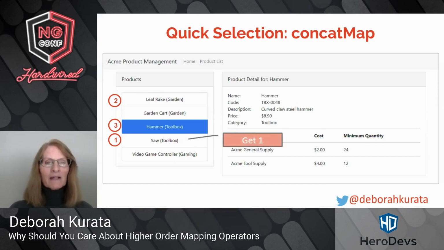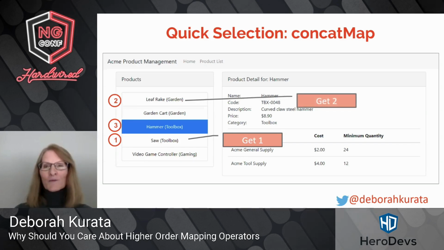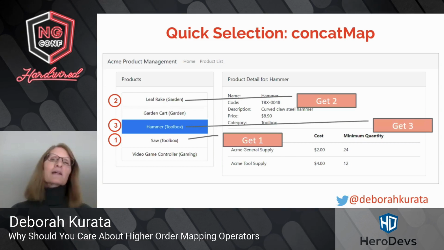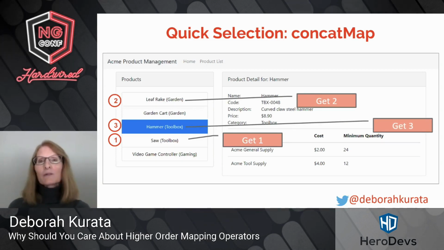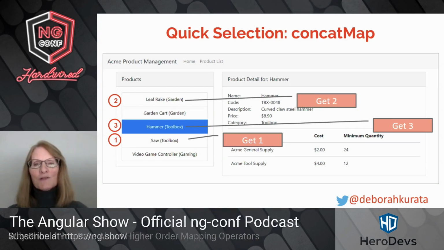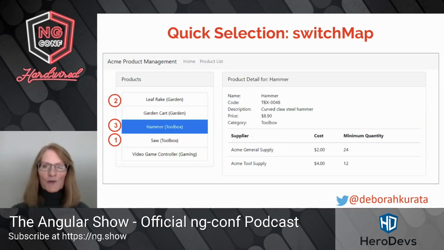All right, concatMap. What this would do is it would get the first one, wait till you got it, depending upon how slow the network is, maybe even display it, then get the second one, display that one, then get the third one and display that one. So the nice thing about concatMap over MergeMap is that you would at least end up with always the last one that they picked because they are processed in sequence. But it might take a long time to get there depending upon how much they clicked around and the speed of the connection. What about switchMap?